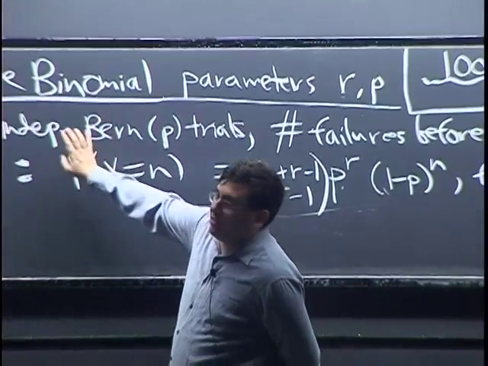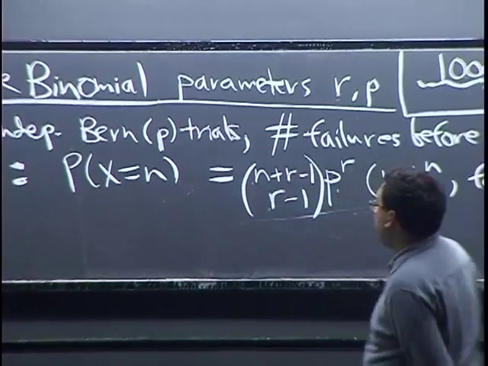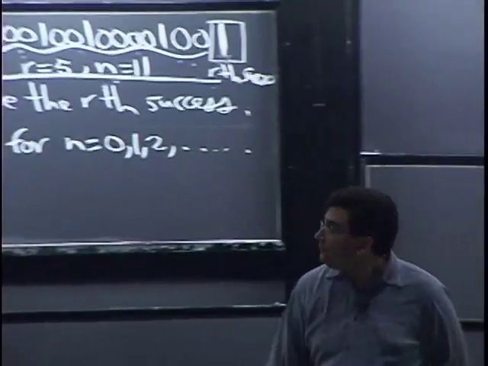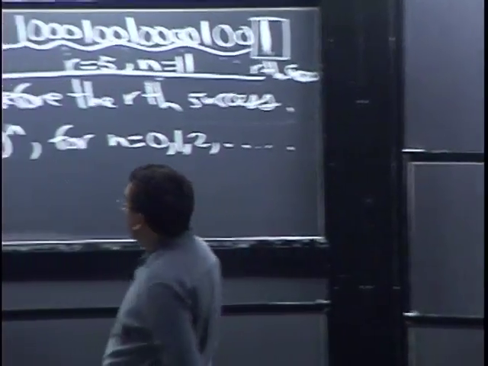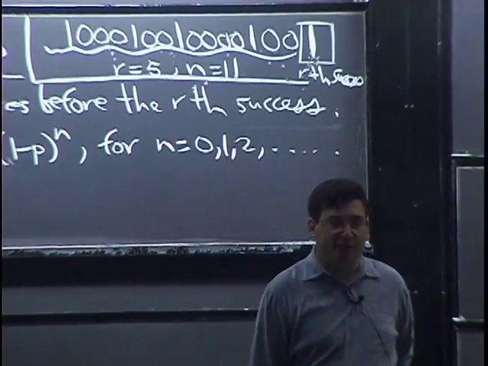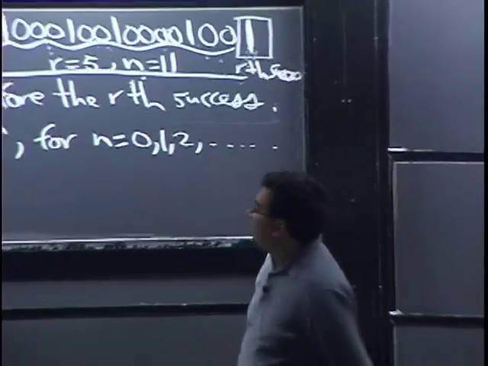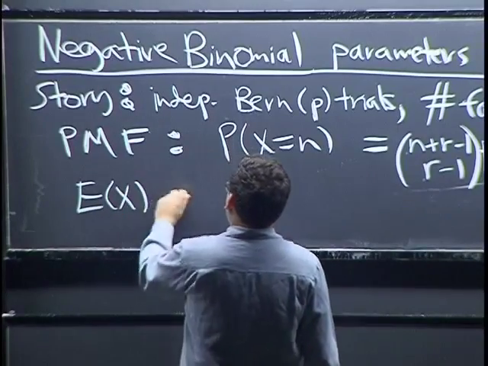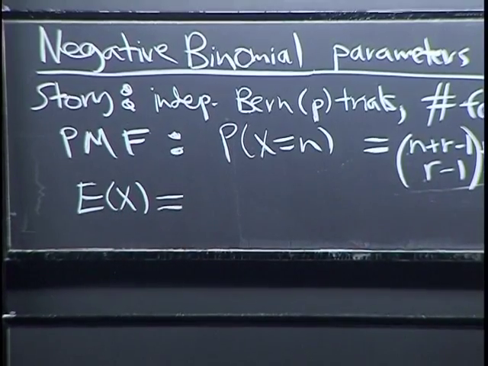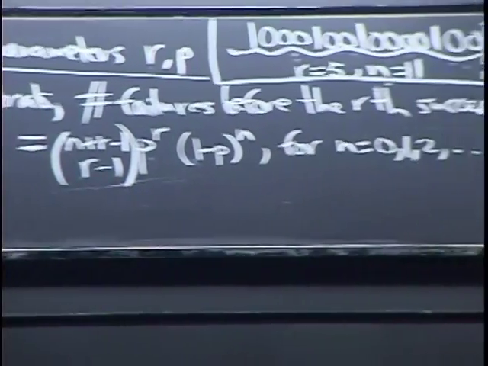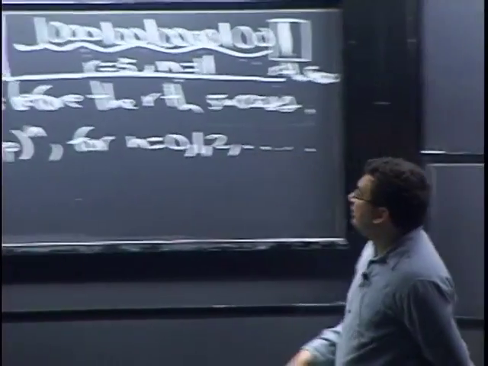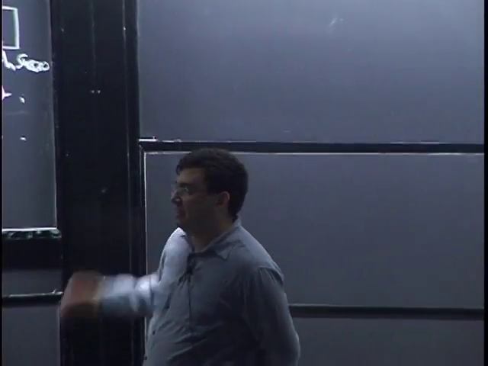For our purposes, what we care about is the story, and we care about the PMF, and then we care about what we can do with this. Well, the next obvious thing to do is compute the mean, right? So let's find E of X. Okay, so we have the PMF. So in principle, we can compute the mean just by taking the sum of n times this, summed over all n. And that looks pretty nasty. So let's try to think of a better way to do it.